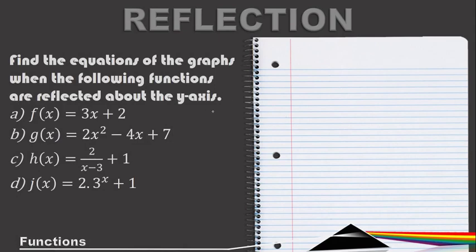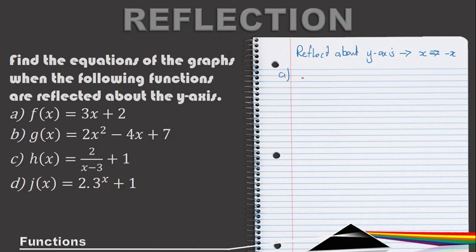Okay, find the equation of the graphs when the following functions are reflected about the y-axis. So we want to reflect it about the y-axis. So this means that wherever x is, x will now equal negative x, or replace all your x's with a negative x.